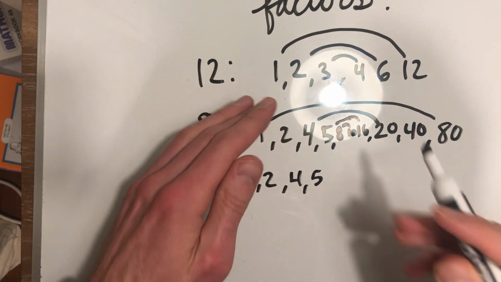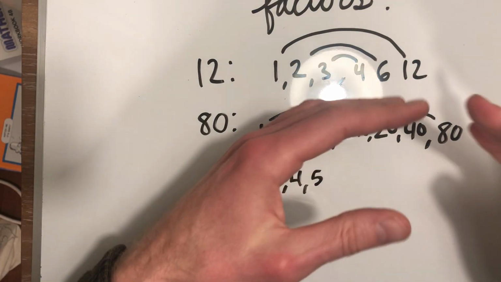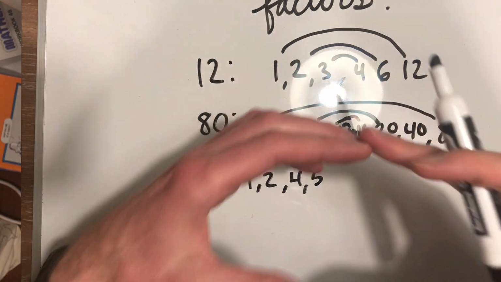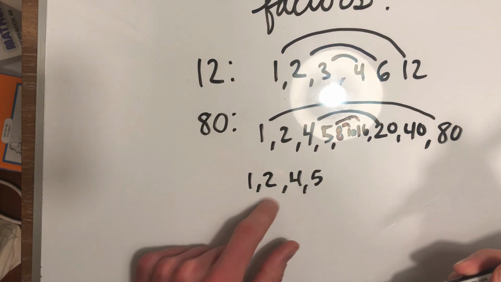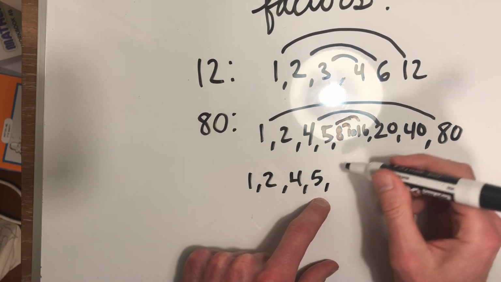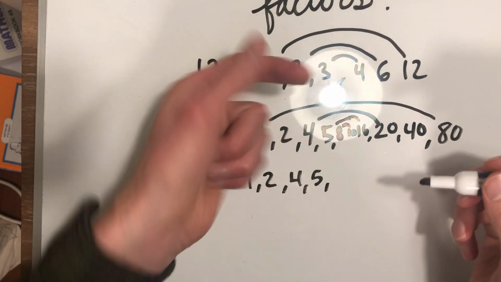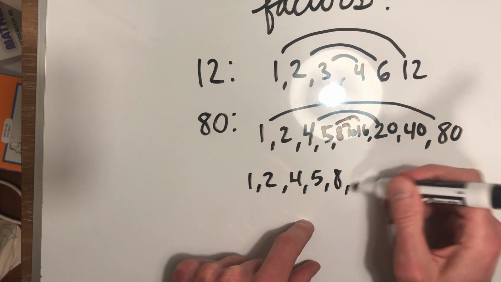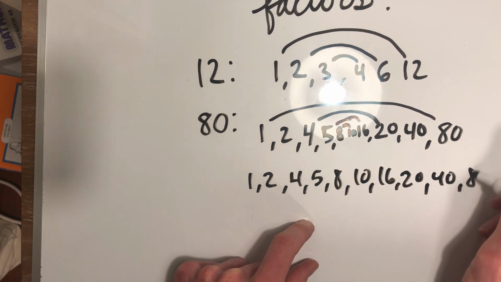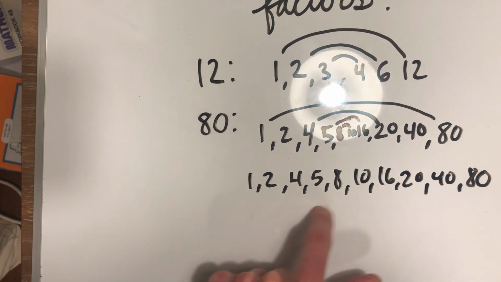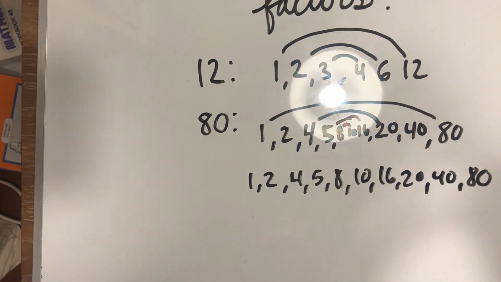It's just that with multiples you're counting up, you're skip counting, and with factors you already have the big number. You want to find out what numbers you can skip count to get to that number. 1, 2, 4, 5. It's kind of like heads or tails on the same coin. 8, 10, 16, 20, 40, 80. Wow, that one had 1, 2, 3, 4, 5, 6, 7, 8, 9, 10 factors.